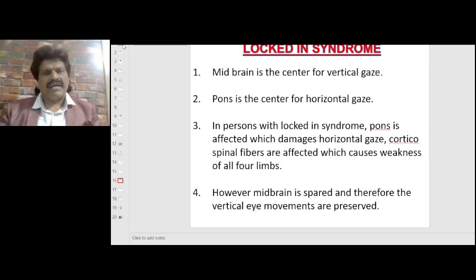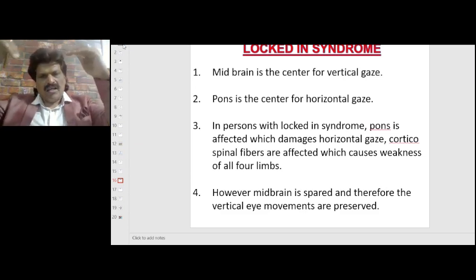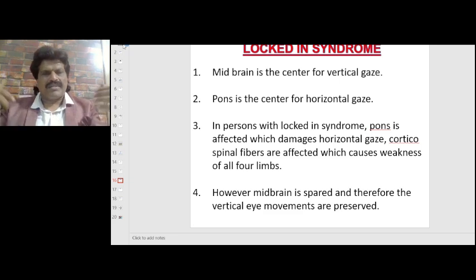Another important and fascinating concept is the locked-in syndrome. As I said, the midbrain is the center for vertical gaze, the pons is the center for horizontal gaze. Suppose there is a lesion in the pons, what happens? It affects the PPRF bilaterally, so the horizontal gaze is affected because the pons is responsible for horizontal gaze. Both the corticobulbar and corticospinal fibers get affected, so the patient cannot move the upper limbs and the lower limbs, but the midbrain is intact. So the only movement possible is up and down movements. This is locked-in syndrome. He cannot move eyes horizontally, he cannot use upper limbs and lower limbs.